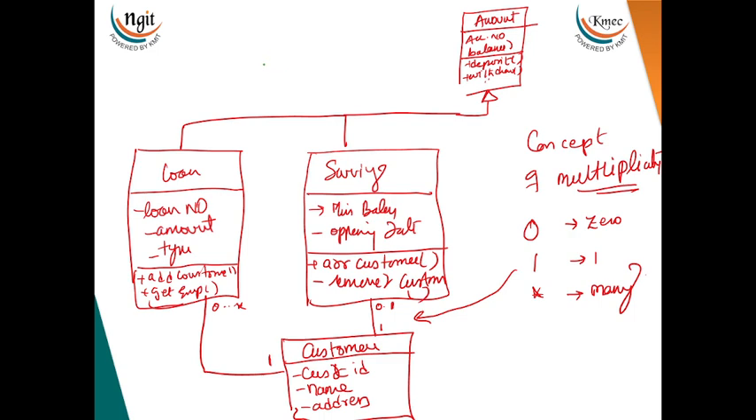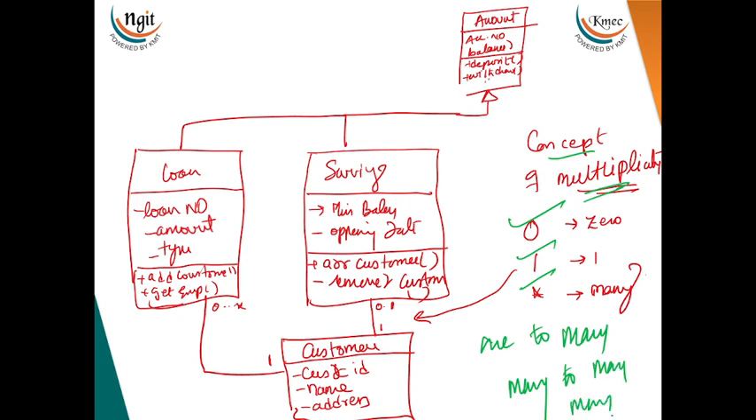Then we have cardinality ratios. That is the concept of multiplicity. It is represented with 0, 1 and many. That is participation. 0 to 1, 1 to many, many to many, many to 1. This is cardinality ratio. Say one customer can have a loan and loan accounts. That is many. 0 to many is represented with 0 to star. This is represented with many.